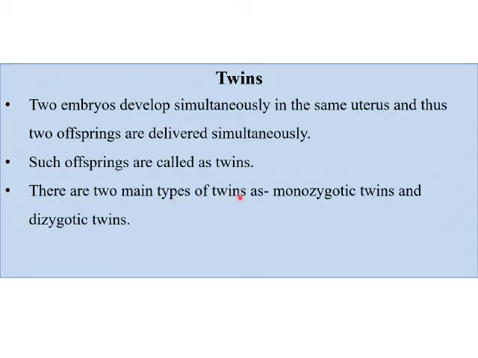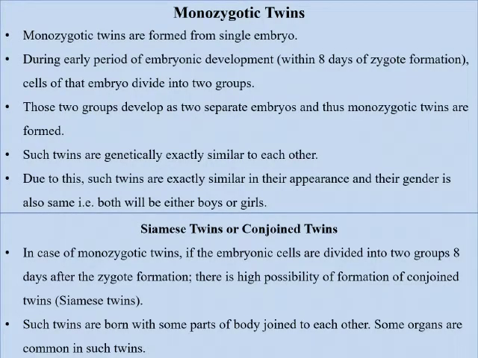They are of two main types, that is monozygotic twins and dizygotic twins. The first type of twins that we are studying is the monozygotic twins. The word itself tells us that these twins will be formed from a single zygote. We know how a zygote is formed: after fertilization of the male and female gamete, we get a diploid zygote. But if two individuals are developed from a single zygote, it is called monozygotic twins. So monozygotic twins are formed from a single embryo.